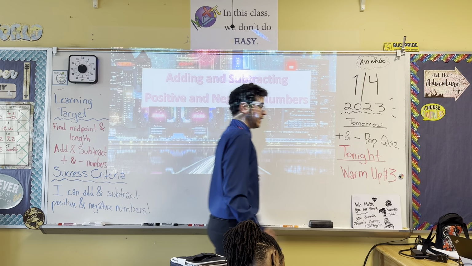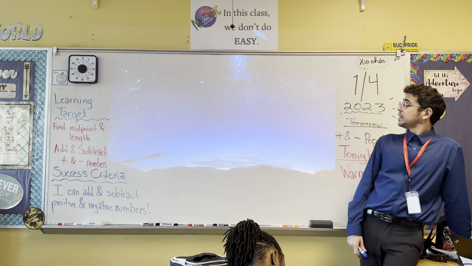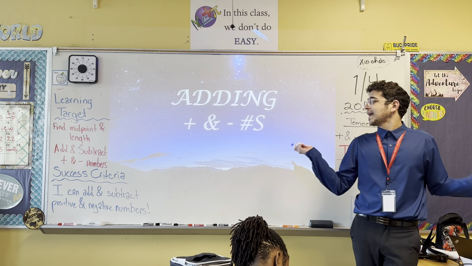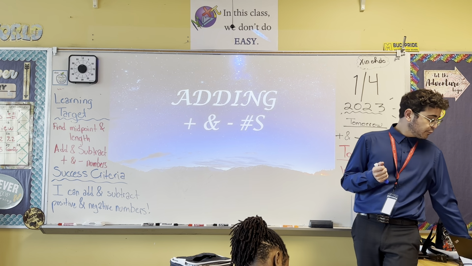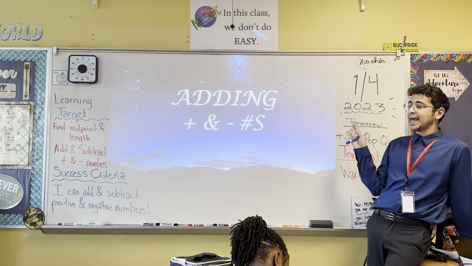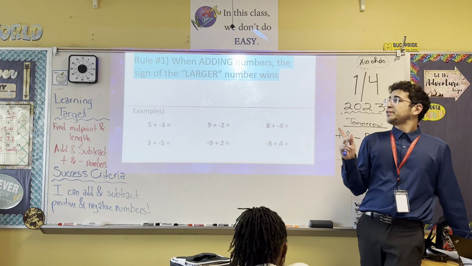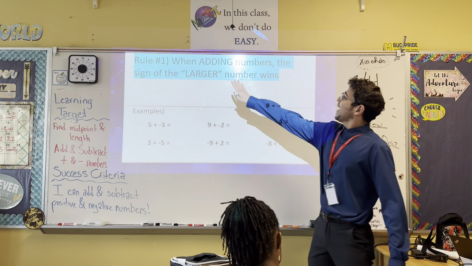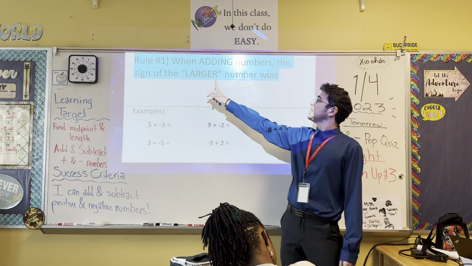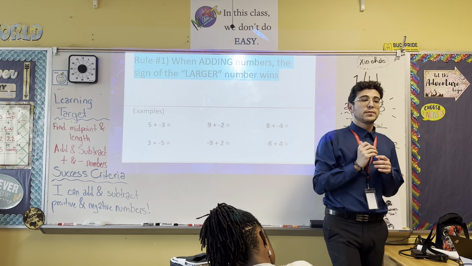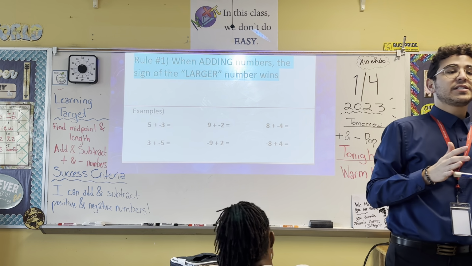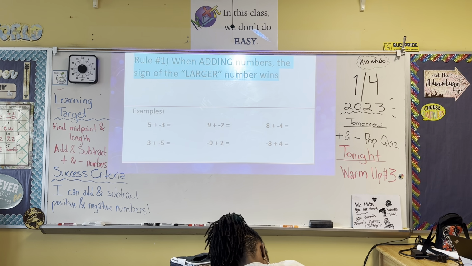Let's go ahead and dive into the first one. So your title is adding positive and negative numbers. For the first section, we're going to have only adding right now. So the first rule, rule number 1: when adding numbers, the sign of the larger number wins. When you're adding two numbers, the sign of the larger number wins. Write that down.